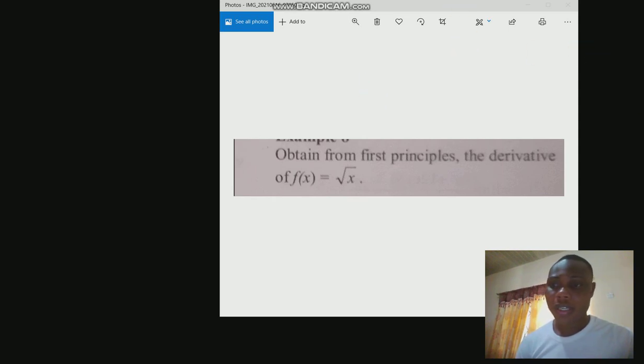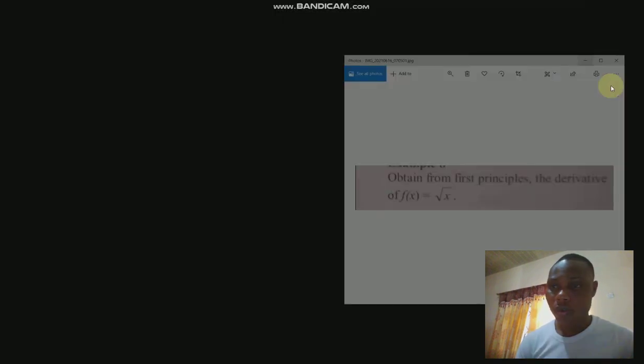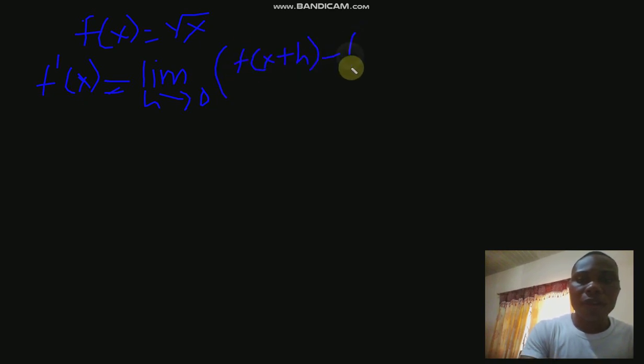Let me just grab my pen so that we go ahead. I have f of x equal to root of x, and I want f prime of x, which is equal to the limit as h approaches 0 of f of x plus h minus f of x all over h.